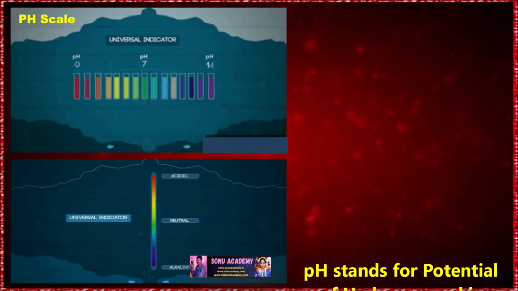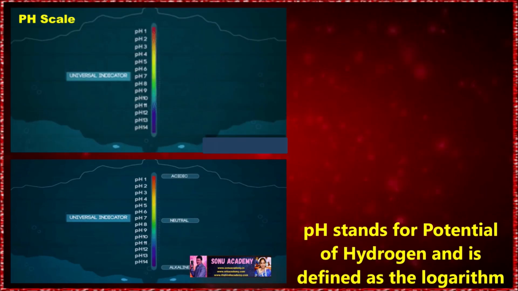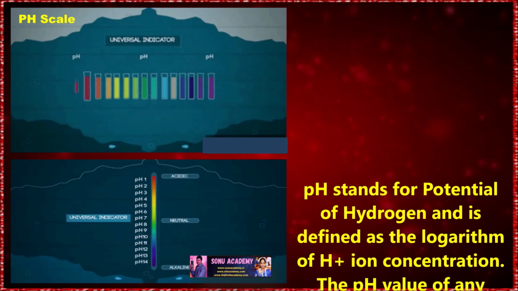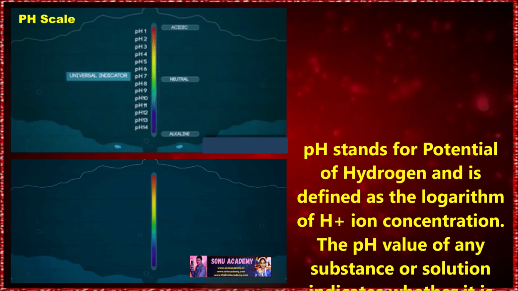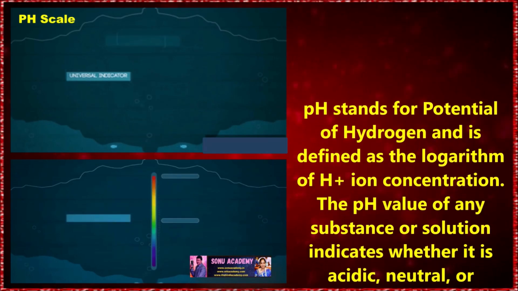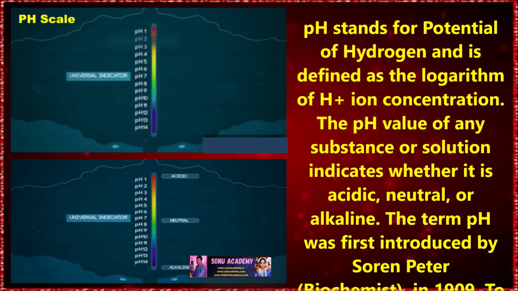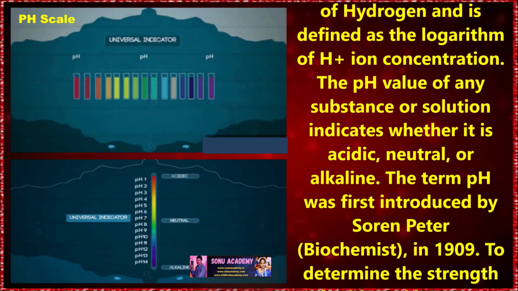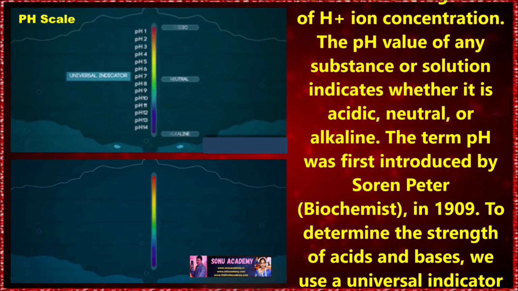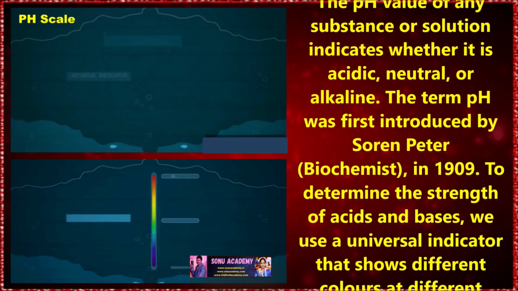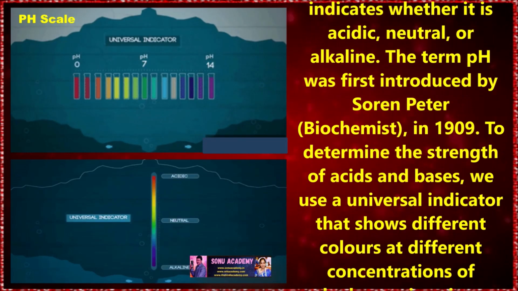Children, now let us discuss what the pH scale is. pH stands for potential of hydrogen and it is defined as the logarithm of H+ ion concentration. The pH value of any substance or solution indicates whether it is acidic, neutral or alkaline. The term pH was first introduced by Soren Peter, a biochemist, in 1909.